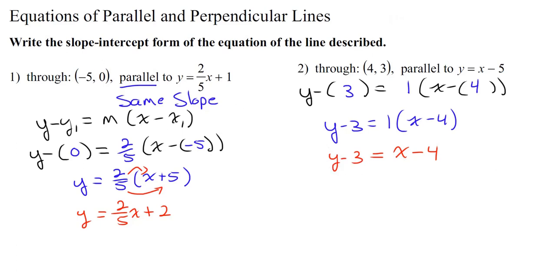And finally, we just need to get rid of this -3. So we're going to add 3 to both sides. On the left, these cancel out, leaving us with y. And we end up with x, and -4 plus 3 is -1. So our equation is y equals x minus 1.